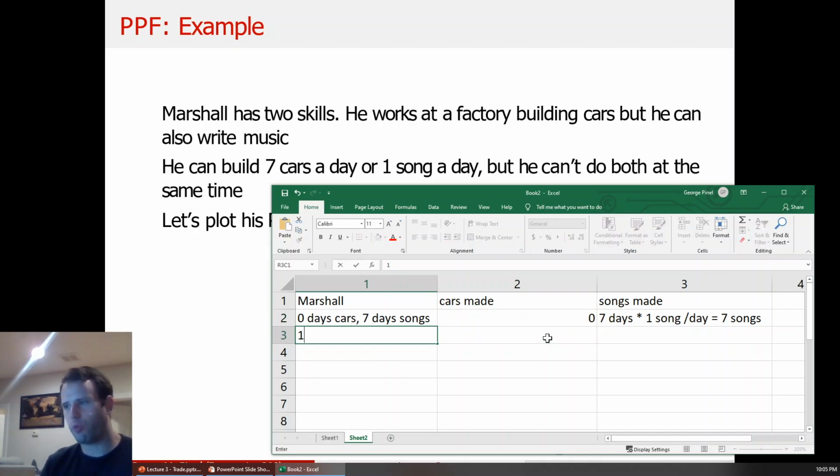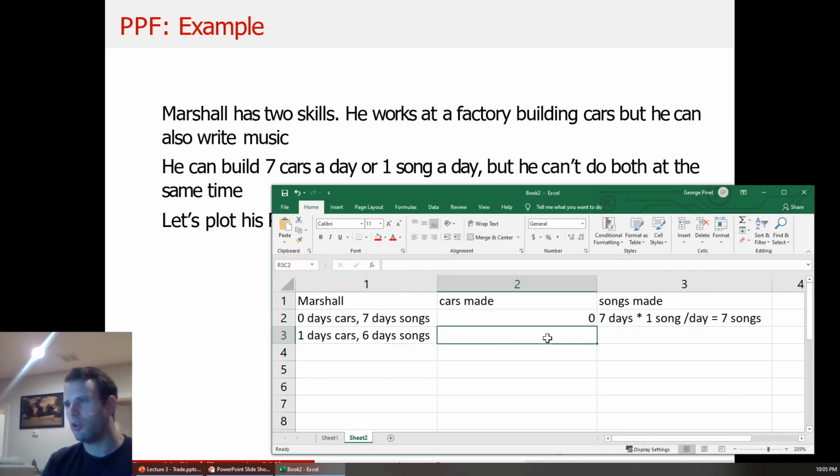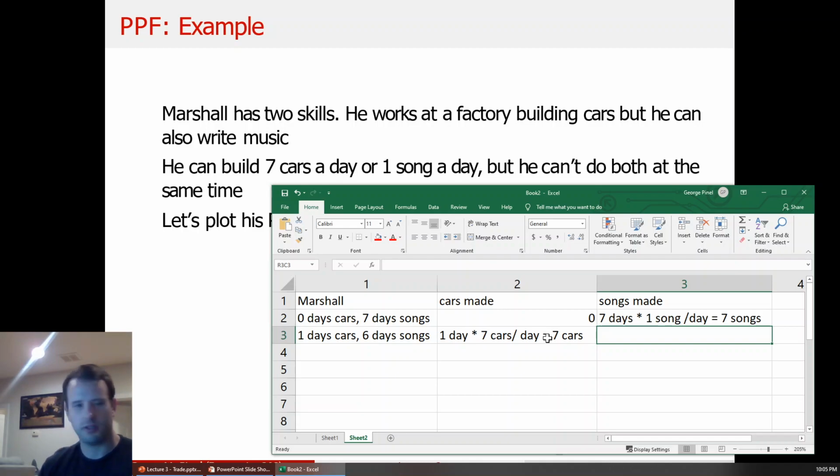What if he spends 1 day on cars? How many days does he have left to spend on songs? He has 6 days on songs. Okay. 1 day on cars, he builds 7 cars per day. So 1 day times 7 cars per day equals 7 cars. Again, the days cancel out. Should be pretty straightforward, right?